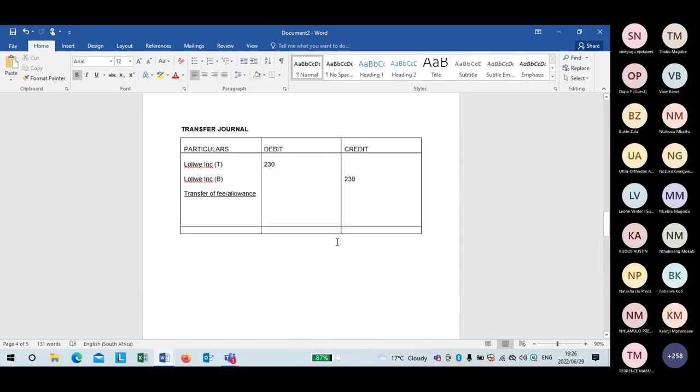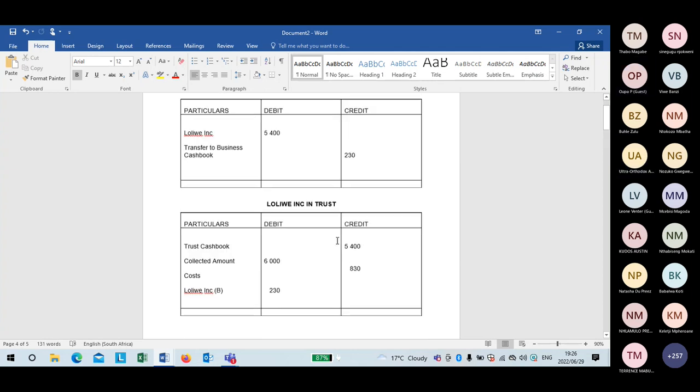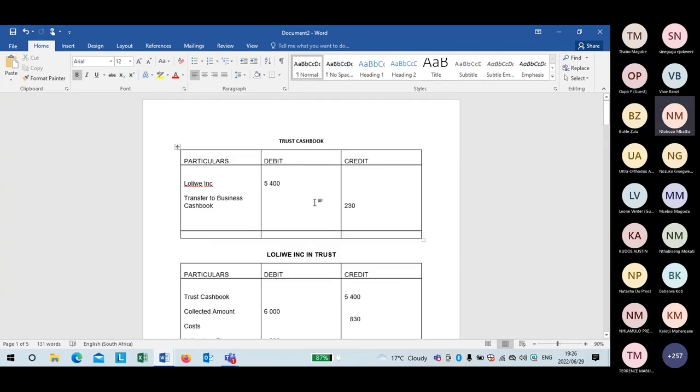But before you go to the statement of account, you can go to your trust cash book. Are you there? Yes, sir. What do you see there? You are seeing two figures, not so? One on the debit side and another on the credit side. On the debit side, you see 5,400, and on the credit side, you see 230. Does everybody see this? What does this mean to you?